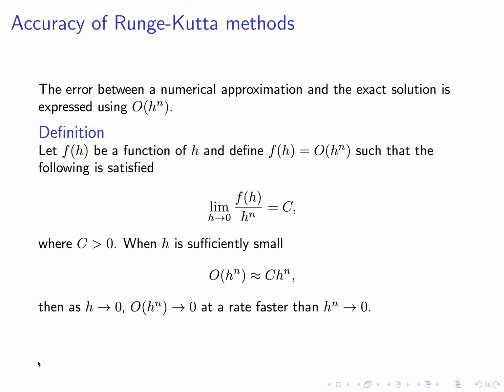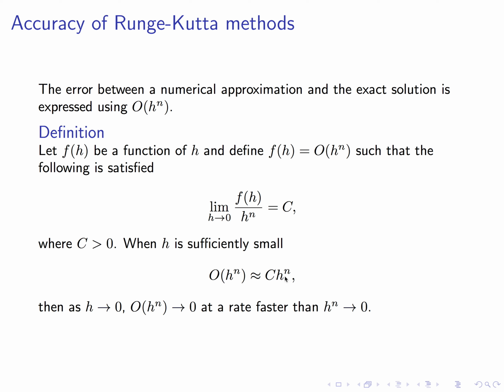Now we're going to look at the accuracy of Runge-Kutta methods and introduce something called Big O notation. The definition of Big O notation is: you can have a function f of h, and we say that f of h is equal to Big O h to the n if the following is satisfied. If the limit of the function divided by h to the power n, as h gets small, converges to some positive value c. So what this means is for small values of h, Big O h to the n is approximately equal to c times h to the power n.